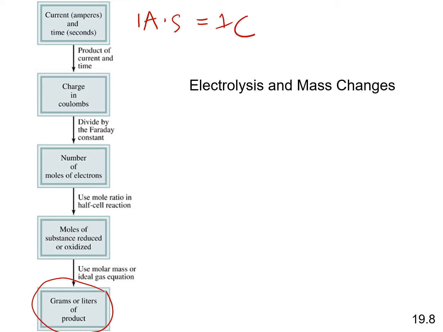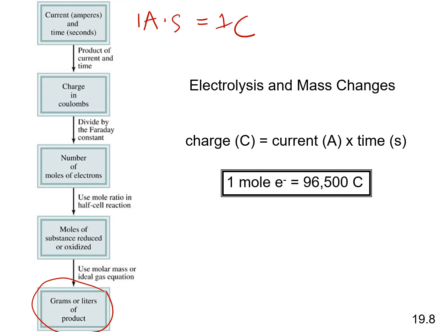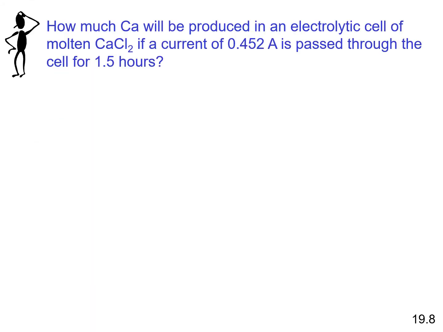So just multiply the current and then the time, we get the charge, and then we divide using the Faraday's constant in order to get the mole of electrons, and then convert into mole of the substance, and then into grams. So remember, the mole of the electron is equivalent to 96,500 coulombs.